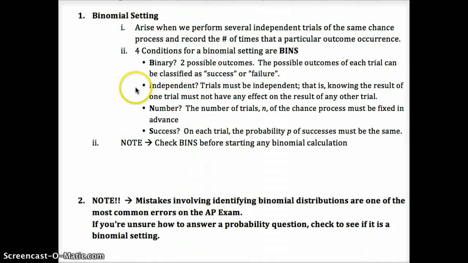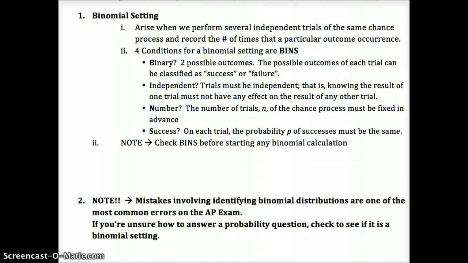Now, these two, I and S, independent and success, can be the same, but occasionally they can be different. So we have to check both, because sometimes things are independent but the probability of success on each trial isn't the same, or vice versa. So prior to using a binomial calculation, we always have to check these. As you get used to using these concepts, it'll be key to check these in order to make sure it's a binomial setting and not a geometric setting, which we're getting to next, or perhaps neither.